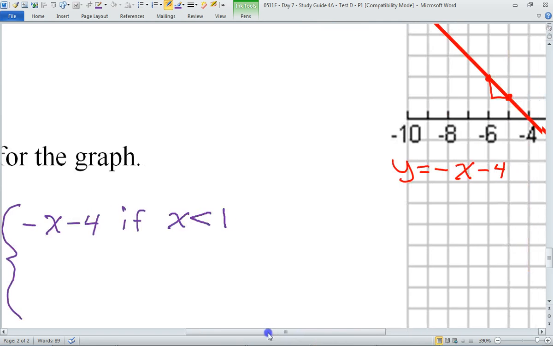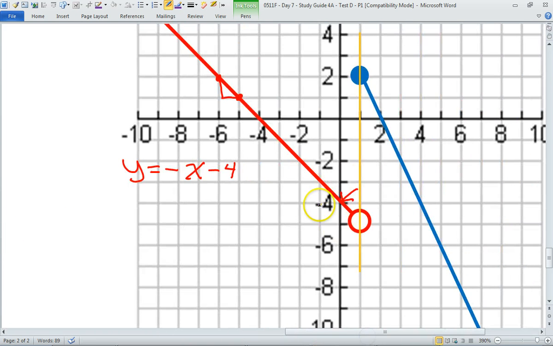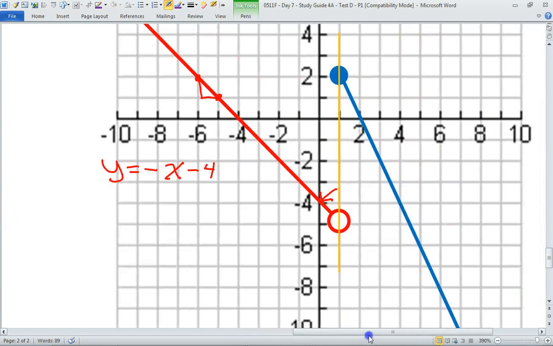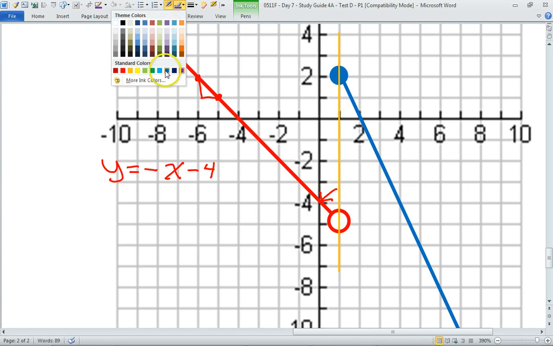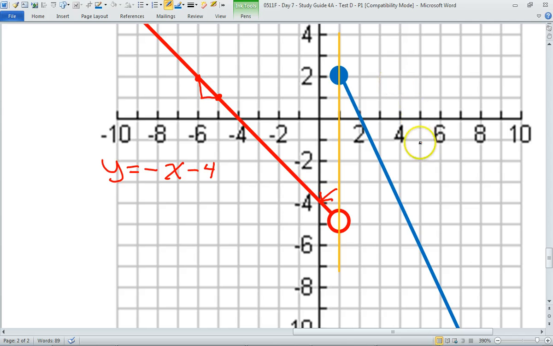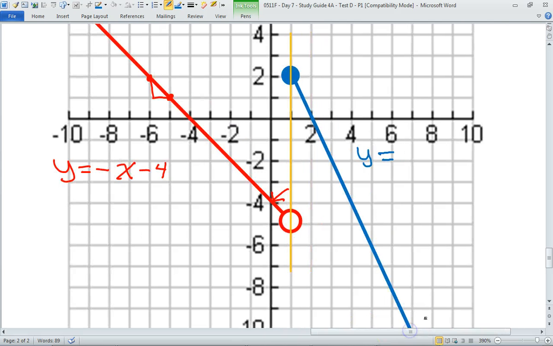Where do you get negative 4? Because the y-intercept, I got negative 4 because that's where it touches the y-axis. Okay? I should have done that in red, my bad. Okay, now I'm going to do the blue one. The blue one, here we go. Y equals. Let's see if we can get this right this time, you guys. The blue line, is it a positive or a negative slope?